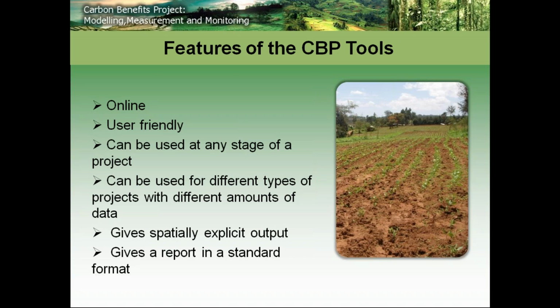They give spatially explicit output. So what I mean by this is they actually start off with a map. So the first thing we'll do, and we'll look at this in the next session of this training session, is that you pull up a map and you can either draw polygons or points and tell the system where it is you're working. And the carbon benefits tools at the moment are the only example of a greenhouse gas calculator that allows you to do this.